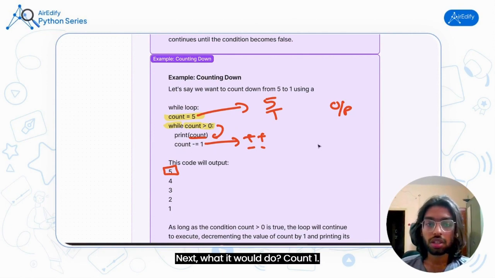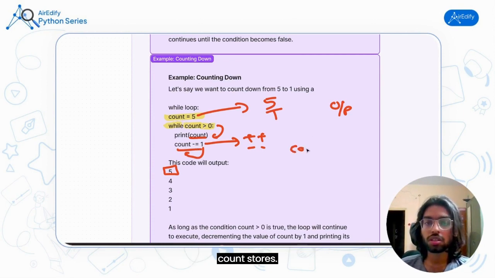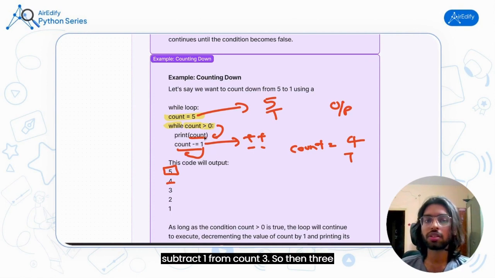Next, what it would do is count minus equals 1. We learned this in the operators class. So this would subtract 1 from count. So what is the new value of count? Now count stores 4 and count is still greater than 0. So that's true. Then it will print count. So 4 got printed. Then again, count minus equals 1. So it will subtract 1 from count, giving 3.